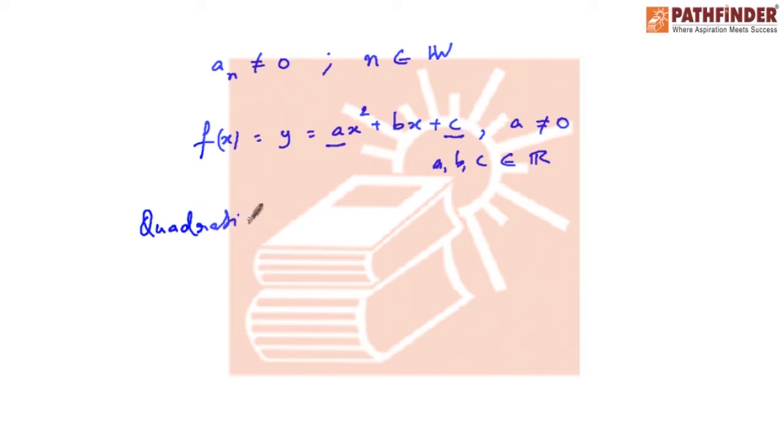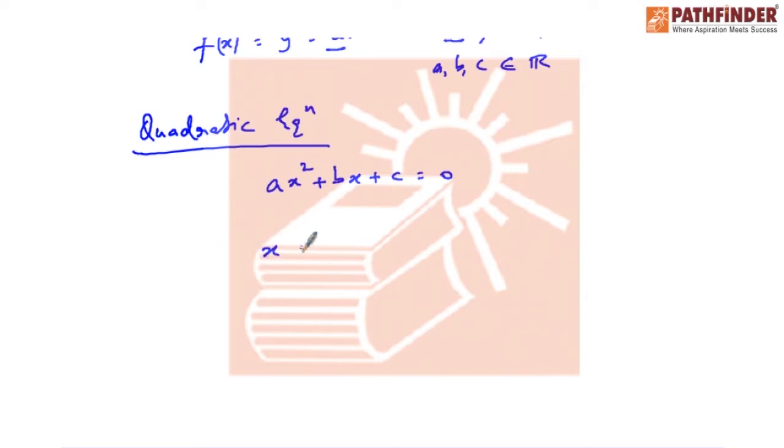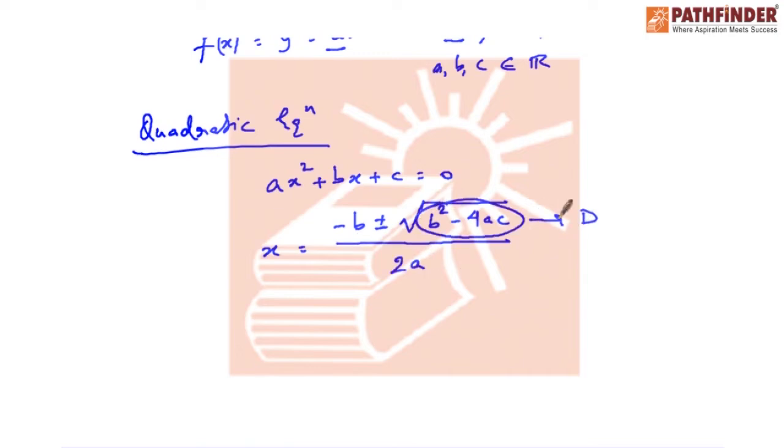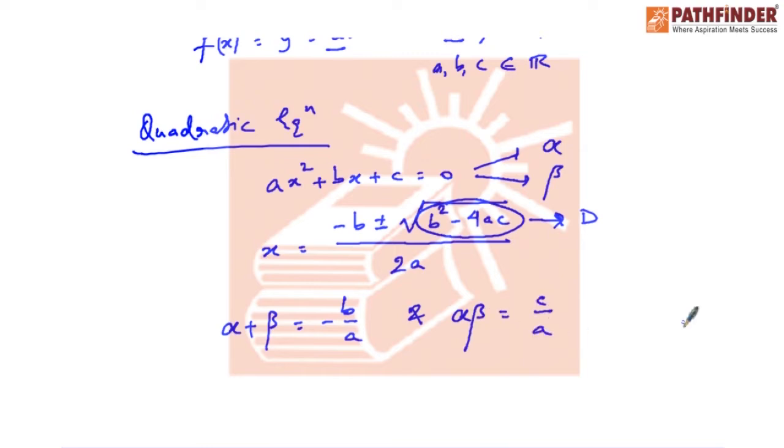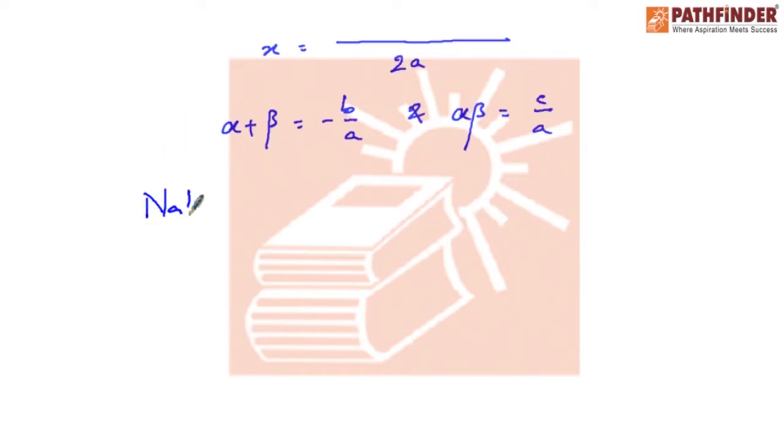So what is a quadratic equation? Now ax² plus bx plus c equal to 0 is called a quadratic equation whose solution, as you know, is given by x equal to (minus b plus minus root over b² minus 4ac) whole divided by 2a. Now here the expression b² minus 4ac, also called D, is called the discriminant of the quadratic equation. Now if this quadratic equation has the roots as alpha and beta, then we know that the sum of roots alpha plus beta is given by minus b by a, and the product of roots alpha beta is given by c by a.